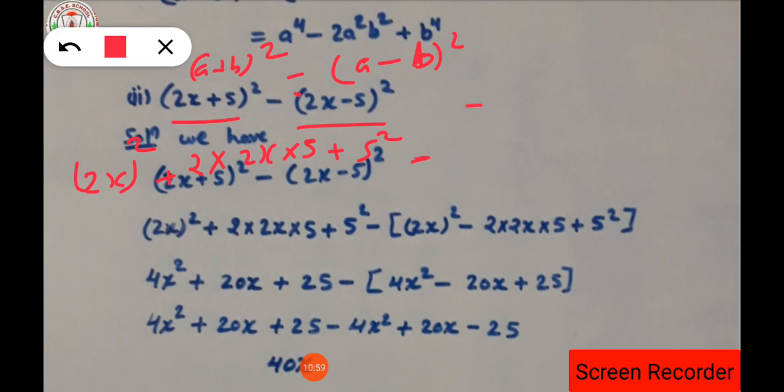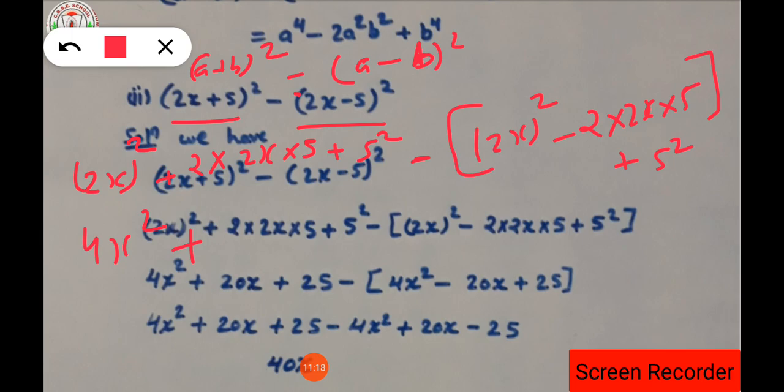then this minus sign and a complete bracket we will put, that 2x square, okay, minus 2 into 2x into 5 plus 5 square, close the bracket. Now 2x square into 2x square, it will be 4x square, isn't it? Plus 2 into 2x will be 4x, 4x into 5 will be 20x, isn't it? Plus 25, because 5 into 5 is 25, minus here again it will be how much? 4x square. So here again 20x plus 25.